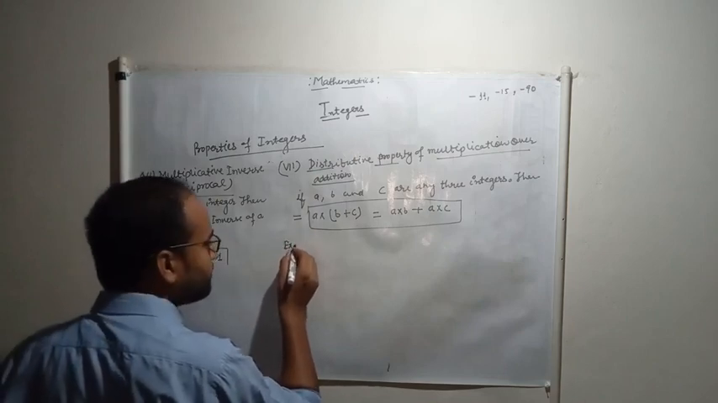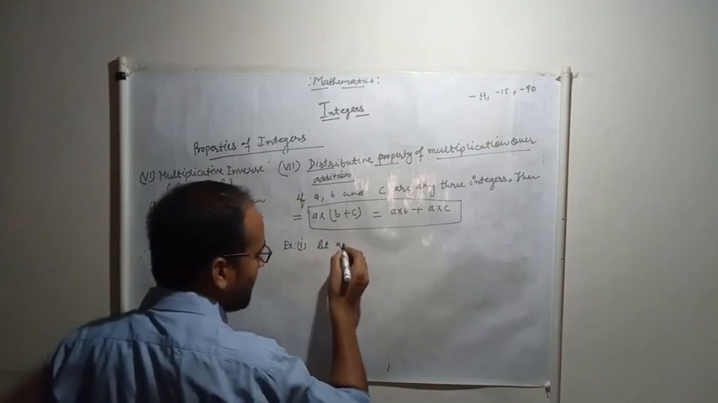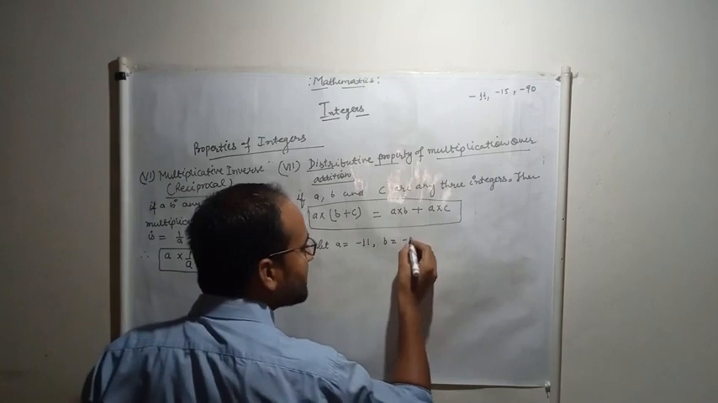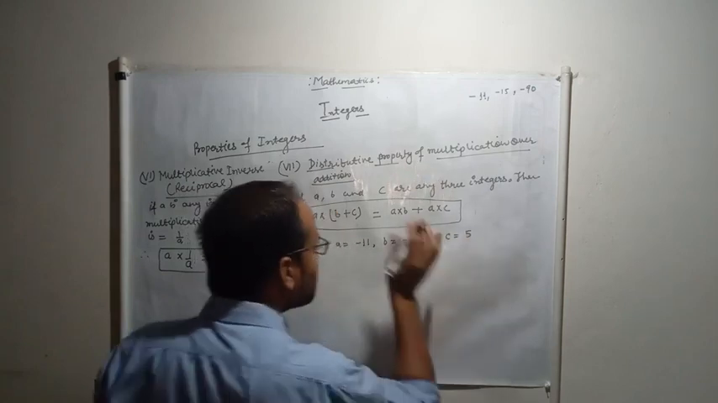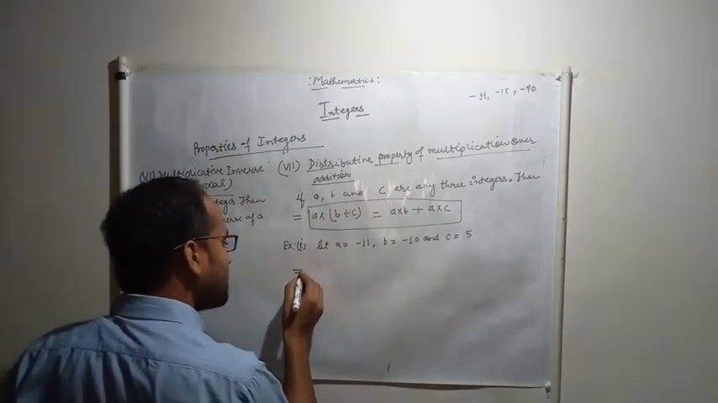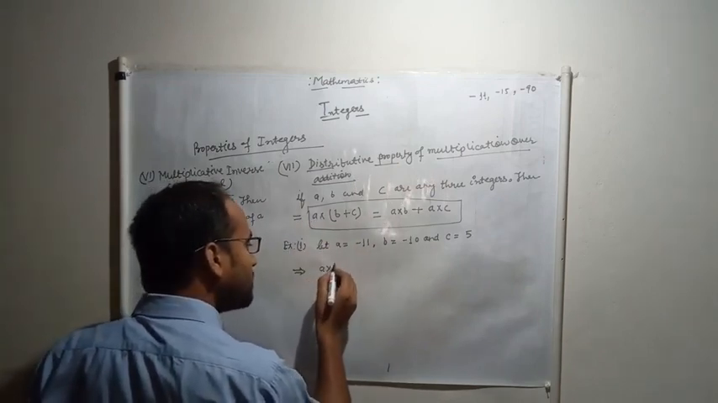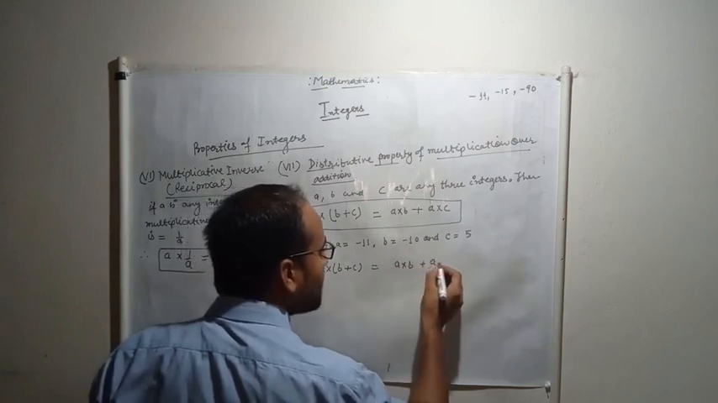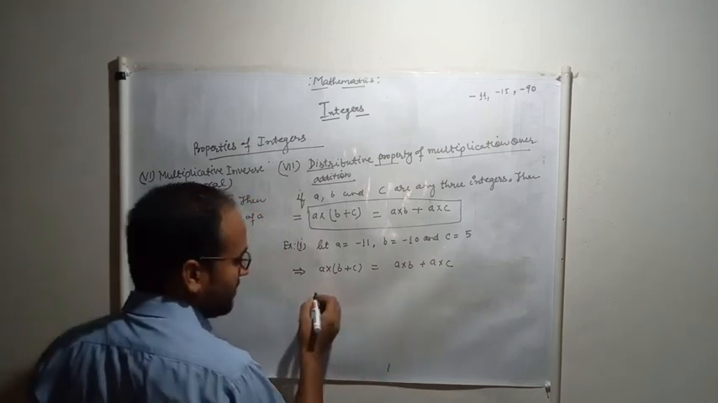Example first. Let a is equal to minus 11, b is equal to minus 10 and c is equal to 5. So I am going to take this example in this property. Here is a into (b plus c) is equal to a into b plus a into c. Here I am going to put the values of a, b and c.